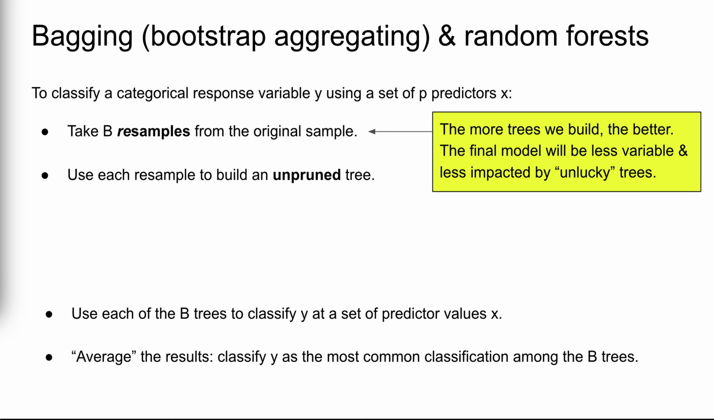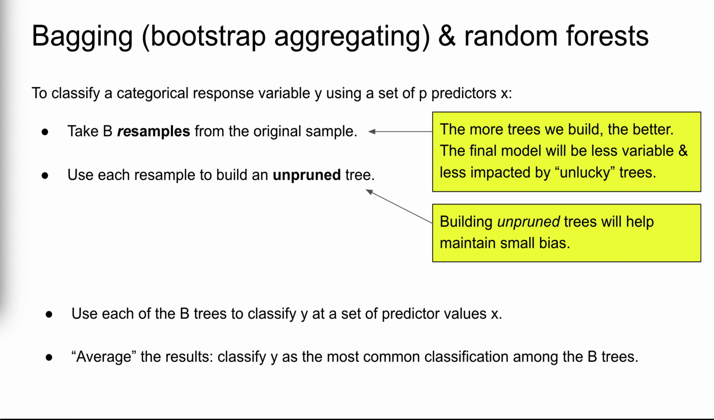First, when choosing b, the number of resample trees to build, the bigger the better. If we average over a lot of trees, our final model and classifications will be less impacted by unlucky trees that were built by an unlucky resample. And they'll be less variable if we change up the dataset entirely. In practice, b, the number of trees that we build, might be as big as 500 or even 1,000.